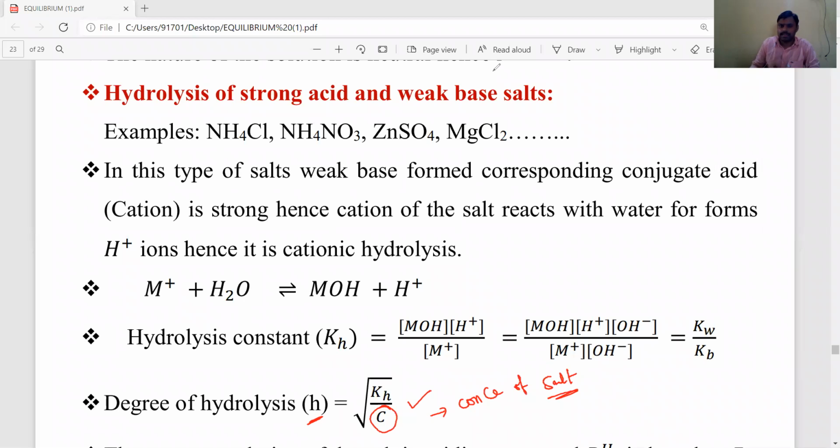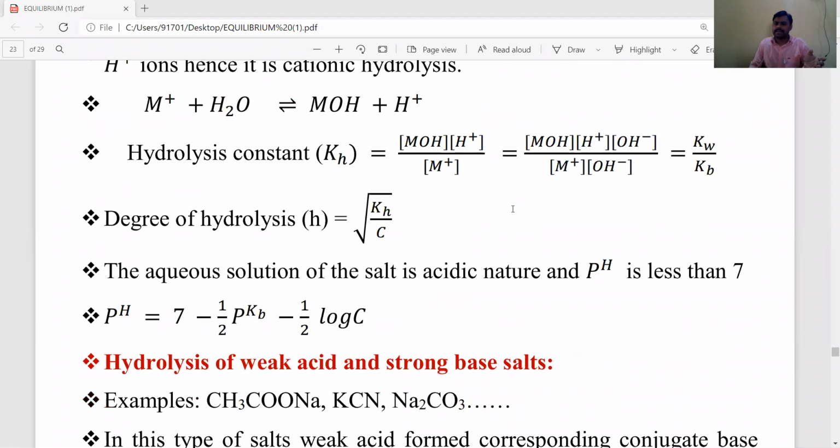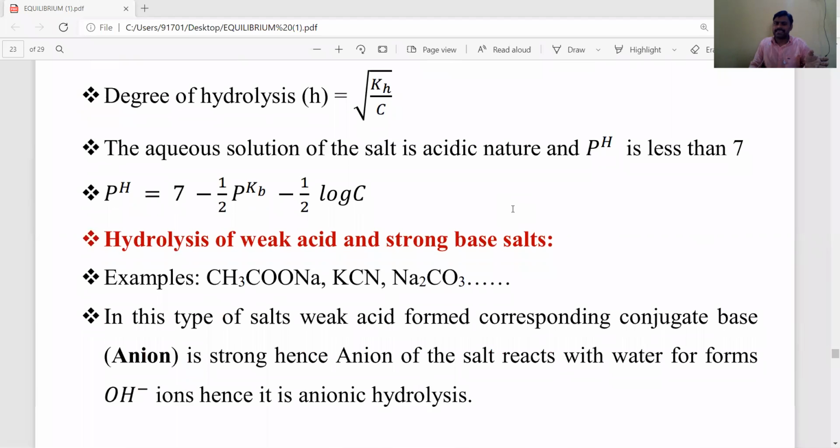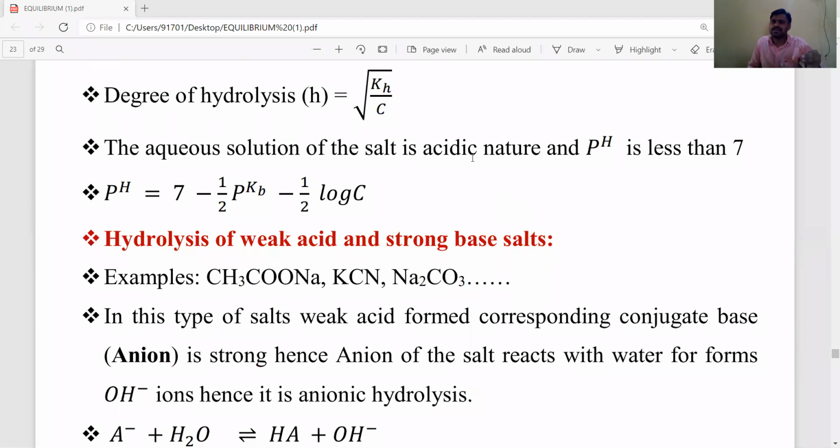Now, when strong acid and weak base salts dissolve in water, the resultant solution has an acidic nature, I said. Why is it acidic, dear students? Because it produces H+ ions. It undergoes cationic hydrolysis, which means strong acid, weak base salts undergo cationic hydrolysis and produce H+ ions. Hence, it has an acidic nature.